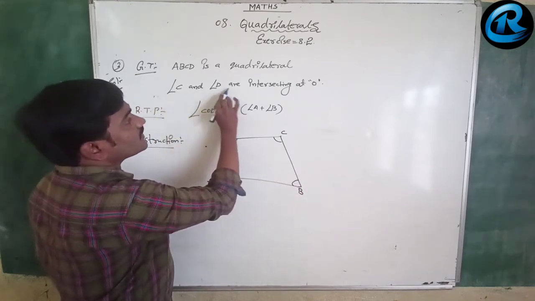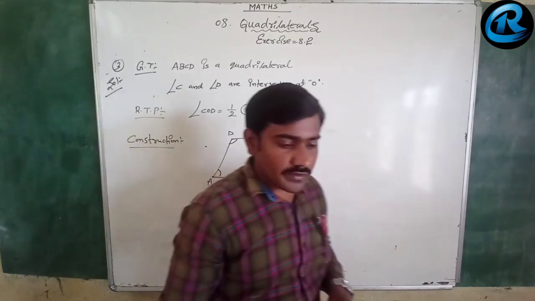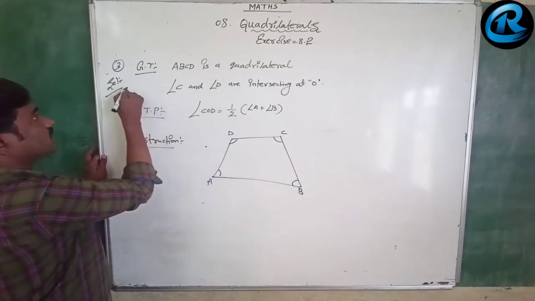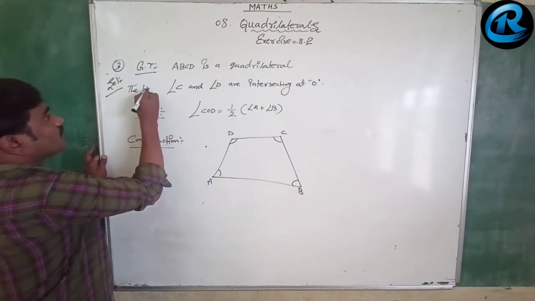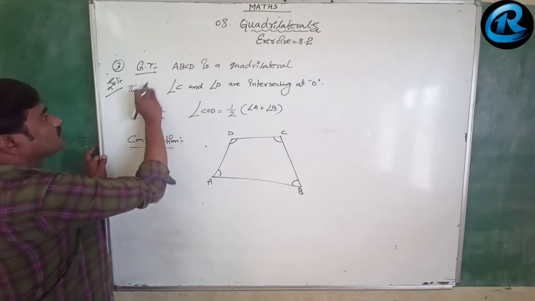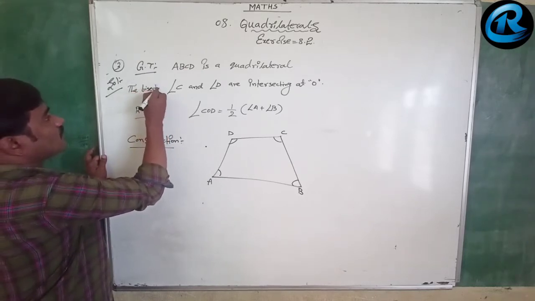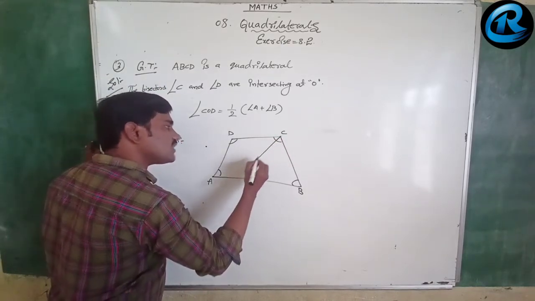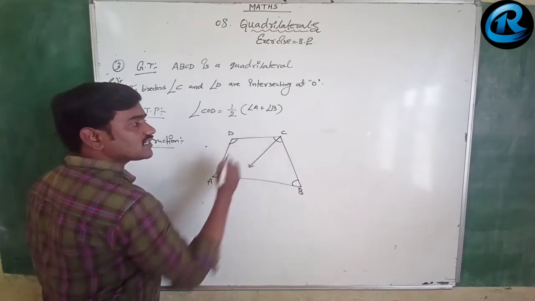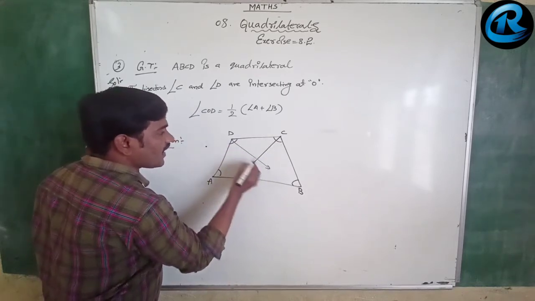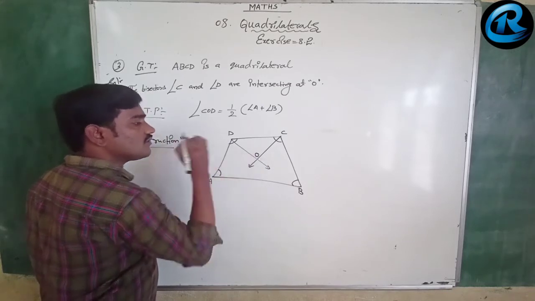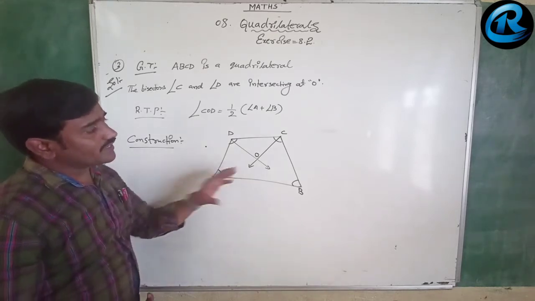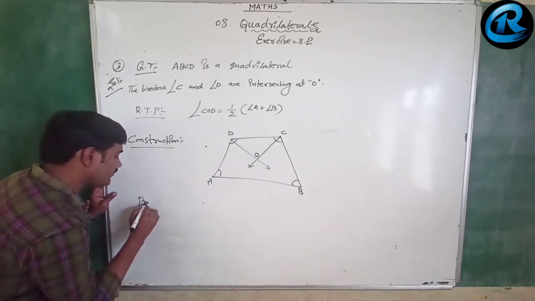Now the bisectors of angle C and angle D intersect at O. The bisector of angle C means we divide angle C into two equal parts. The bisector of angle C and the bisector of angle D are intersecting each other at O here. So we get it like this. So we go for the proof now.